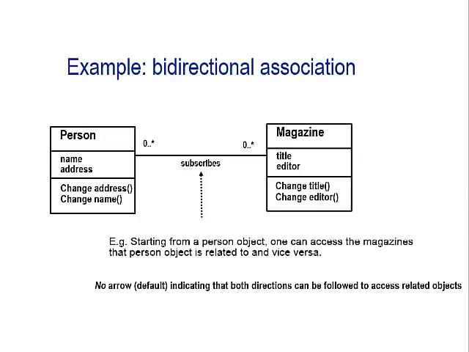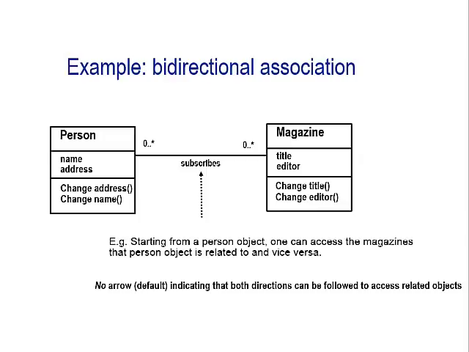Person has attributes name and address, and it has two modifier or setter methods, change address and change name. Magazine has attributes title and editor, and two modifier or setter methods called change title and change editor. You can also see the cardinalities or multiplicities that come with the association. A person can subscribe to minimum 0, maximum n magazines. A magazine can have minimum 0, maximum n subscribers.